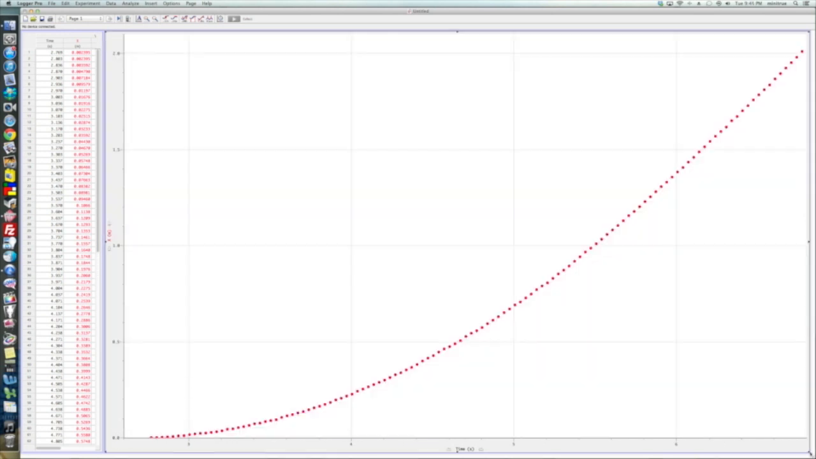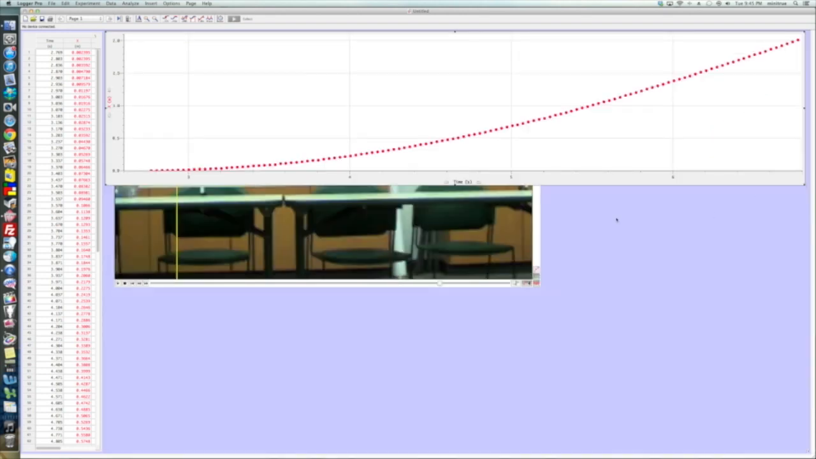Let's look at the graph of the data. Notice the shape, it looks like a parabola. Remember that the slopes on this graph represent the speed of the cart. The initial slope is 0, and as time goes on, the slope goes up, and so does the speed.